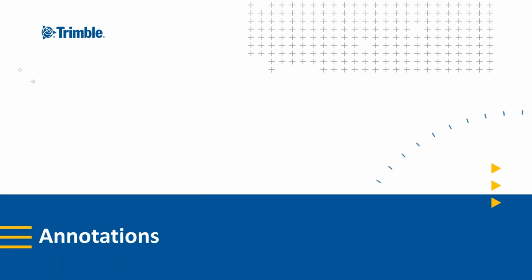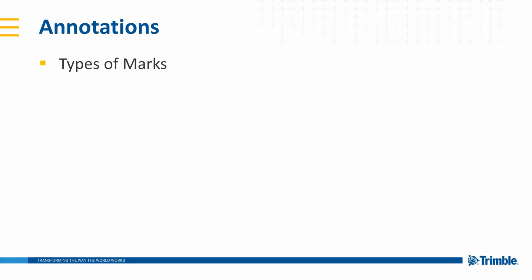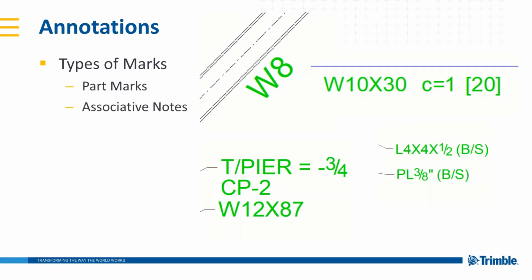The next thing is annotations. Like I said earlier, this is anything in addition to the physical elements of my structure. I've got lots of different types of marks that I wanted to go through because some of them look quite similar. For instance, I have part marks and associative notes. All of the marks in green that you see on my page right now could be either part marks or associative notes. Part marks in general are the ones that are going to be automated. I can only have one part mark per part.